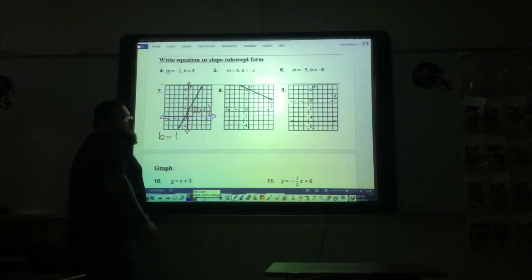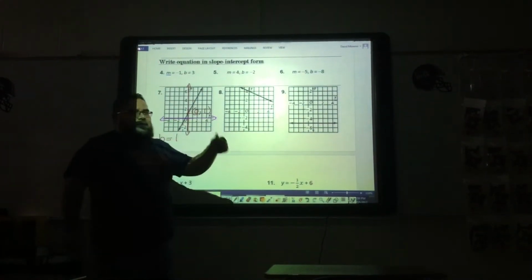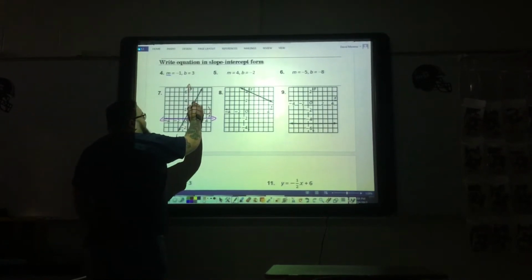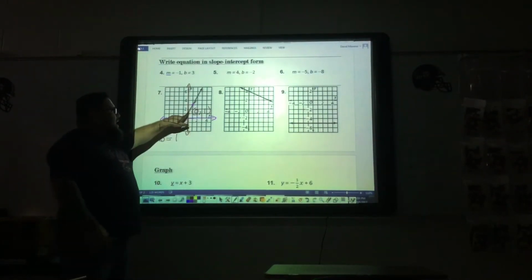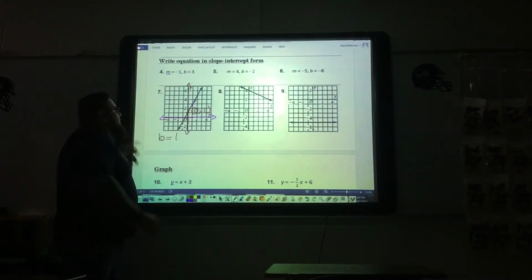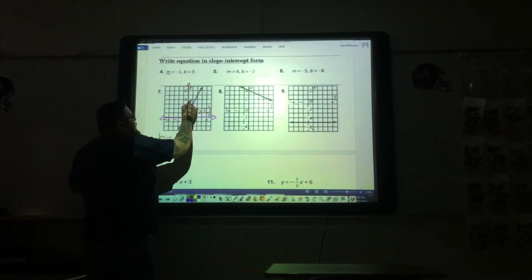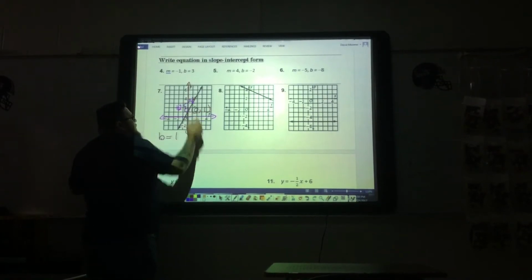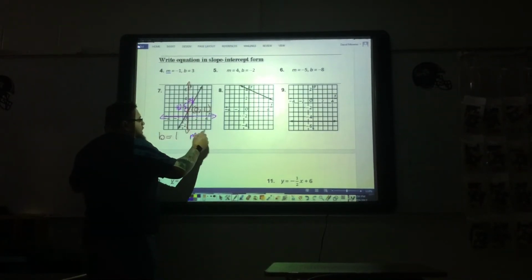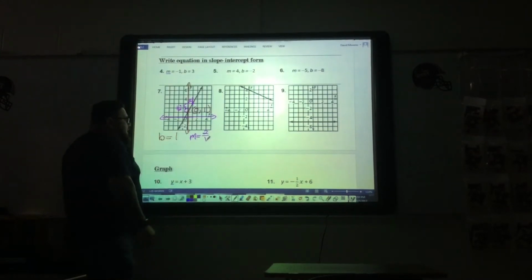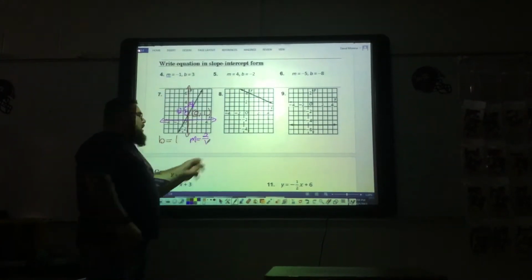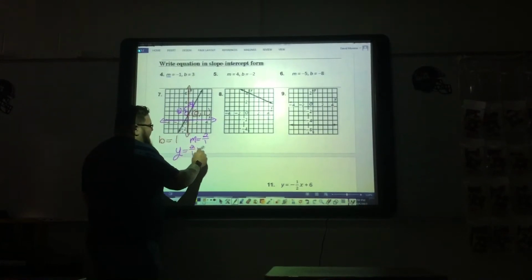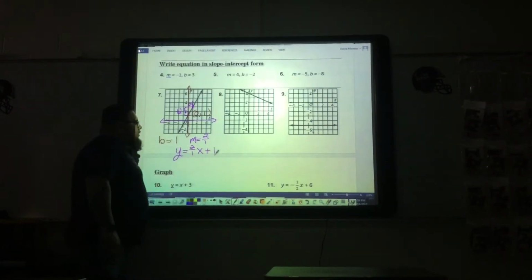Well, my slope's rise over run, so I pick 2 points. Any 2 points that are on the line. Okay, so I picked this point right here. I already have my y-intercept, so I'm going to start there. I'm going to go my rise, 1, 2, so that's a positive 2. And then my run, plus 1. So my slope is 2 over 1. So now that I have my y-intercept and my slope, I know that my equation is y equals 2 over 1x plus 1.